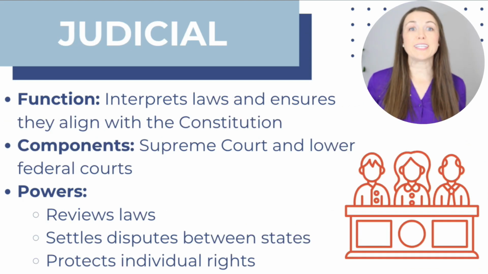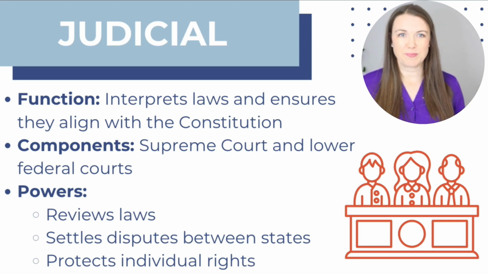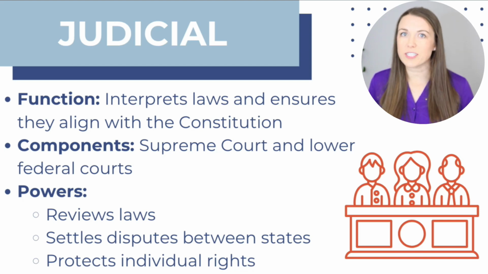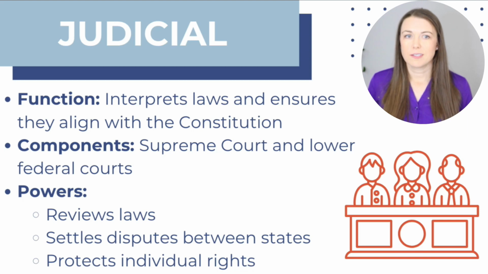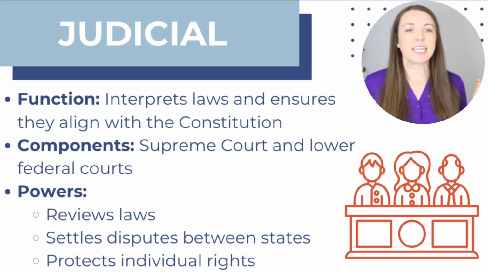And our final branch is the judicial branch, which interprets laws and ensures they align with the Constitution. The judicial branch consists of the Supreme Court as well as lower federal courts. And this branch is important because they review the laws, they settle disputes between states.